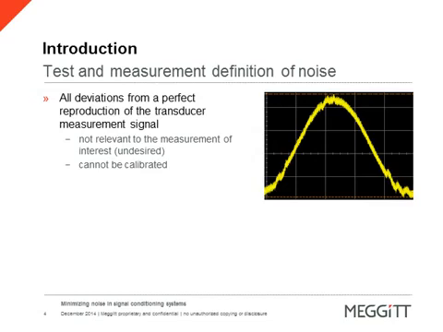So, the test and measurement definition of noise: noise is any unwanted signal that is not relevant to what is being measured. We also know that noise cannot be calibrated, and it is what we strive to eliminate before we take data.